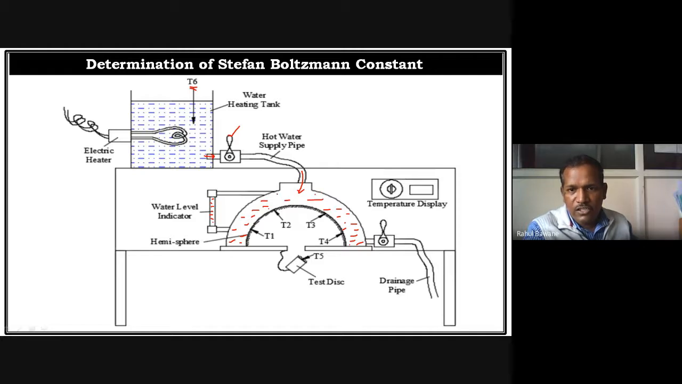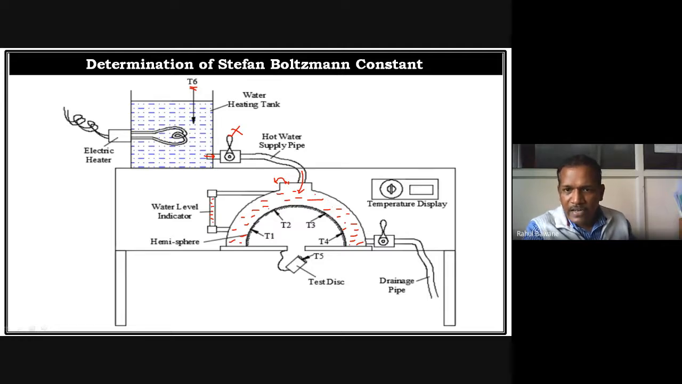How do we ensure that it is filled? There is one overflow hole on this hemisphere's outer shell. When the water is completely filled, the water will escape through this overflow. At that time we have to close this knob. When we close this knob, that means this hemisphere is completely filled with hot water.